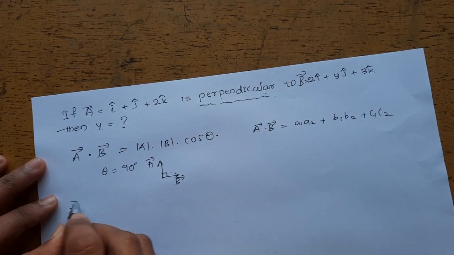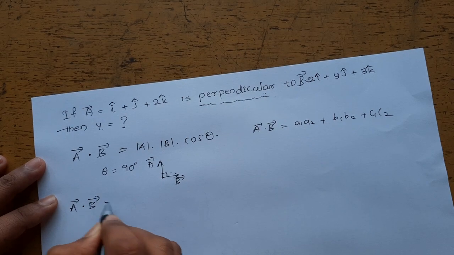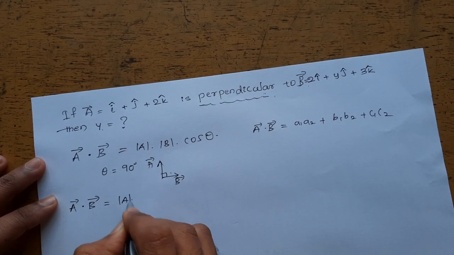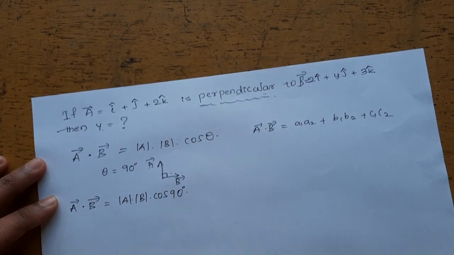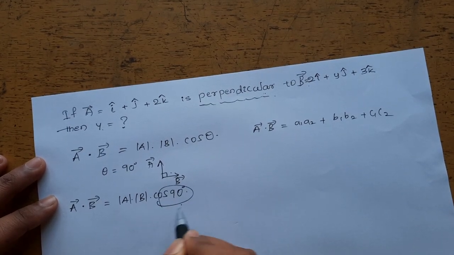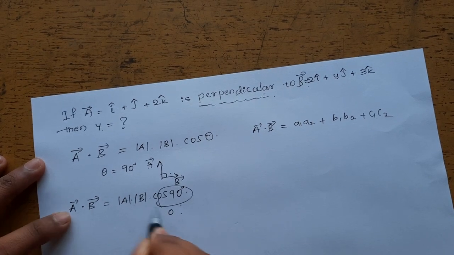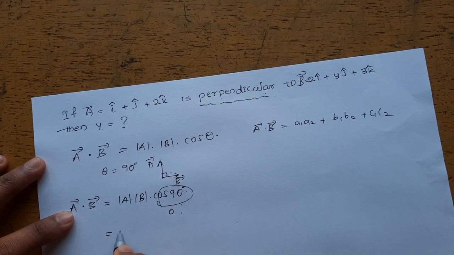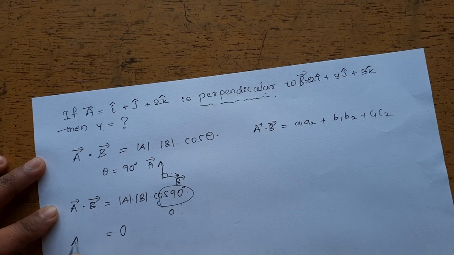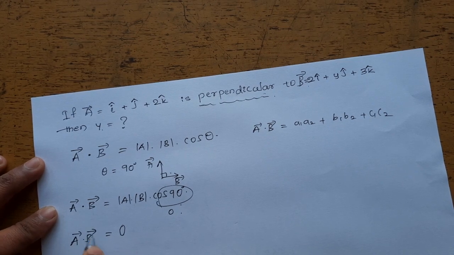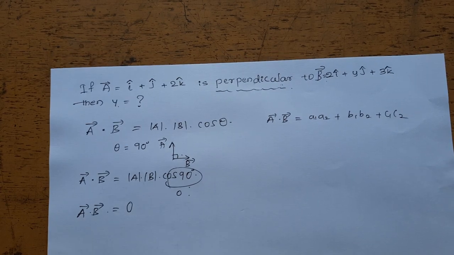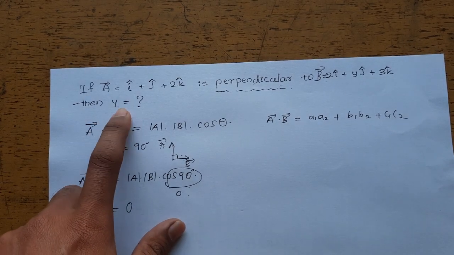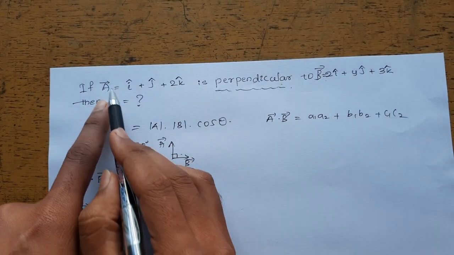Therefore, the dot product of A and B is magnitude of A into magnitude of B into cos 90. Cos 90 value is 0. Then the entire value will be 0, so A dot B is equal to 0. So, everything is 0. What do we have to calculate here? They are asking the value of y. So, where is y? Observe this.